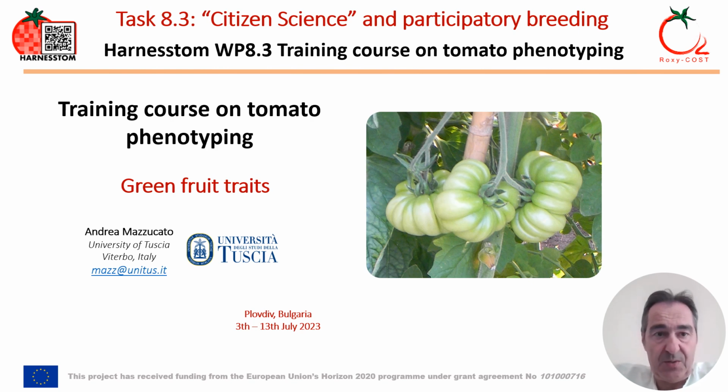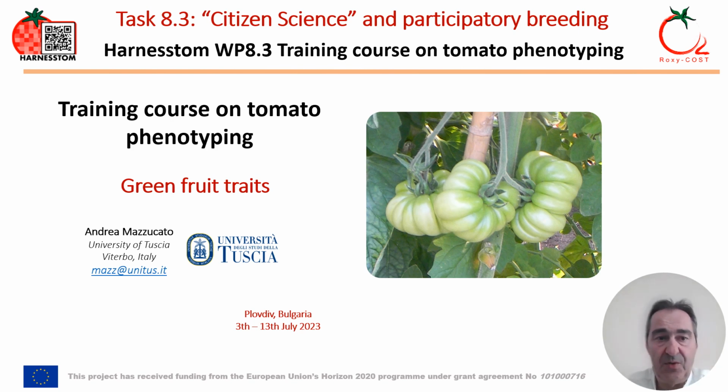And to continue our course on tomato phenotyping, this is a short video about traits that can be taken in the green growth of the fruit. The fruit is the result of the growth of the ovary following successful pollination and fertilization of the flower. These events give the positive signal to the ovule to develop into a seed and to the ovary to develop into a fruit. This phase is called fruit set.